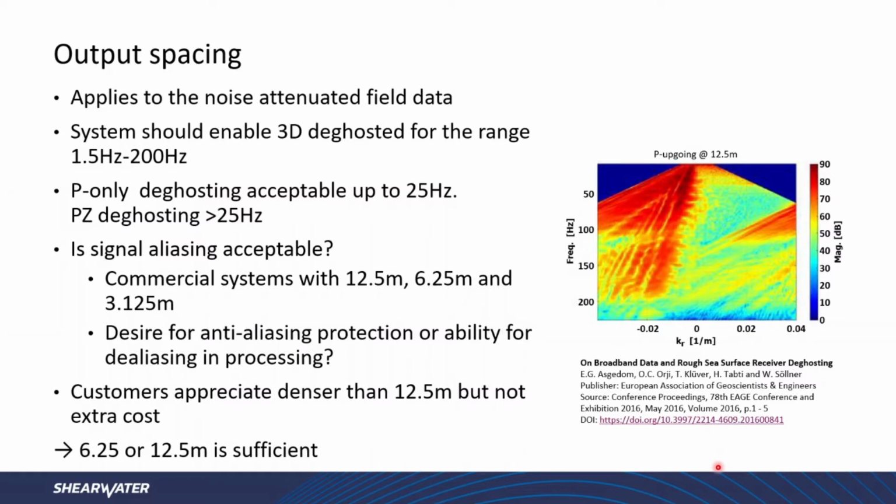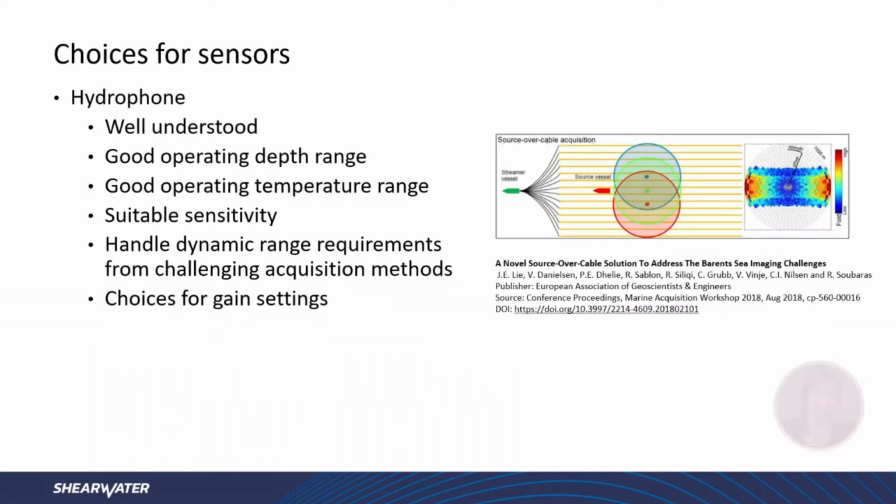Customers also appreciate a denser spacing than 12.5 meters, but not the extra cost this may entail. And with that, we would conclude that the system providing 3.1 to 5 meter output spacing is actually gold plating, with little return on investment, and 6.25 meter or 12.5 meter spacing is absolutely sufficient for today's market. Now let's move on to the choices of sensors, starting with the hydrophone.